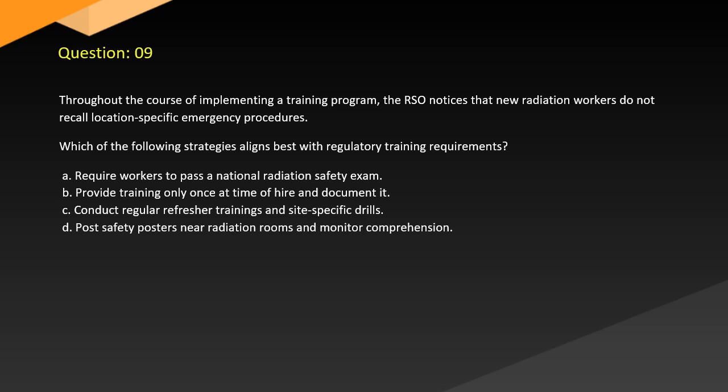Question 9. Throughout the course of implementing a training program, the RSO notices that new radiation workers do not recall location-specific emergency procedures. Which of the following strategies aligns best with regulatory training requirements? A. Require workers to pass a national radiation safety exam. B. Provide training only once at time of hire and document it. C. Conduct regular refresher trainings and site-specific drills. D. Post safety posters near radiation rooms and monitor comprehension.